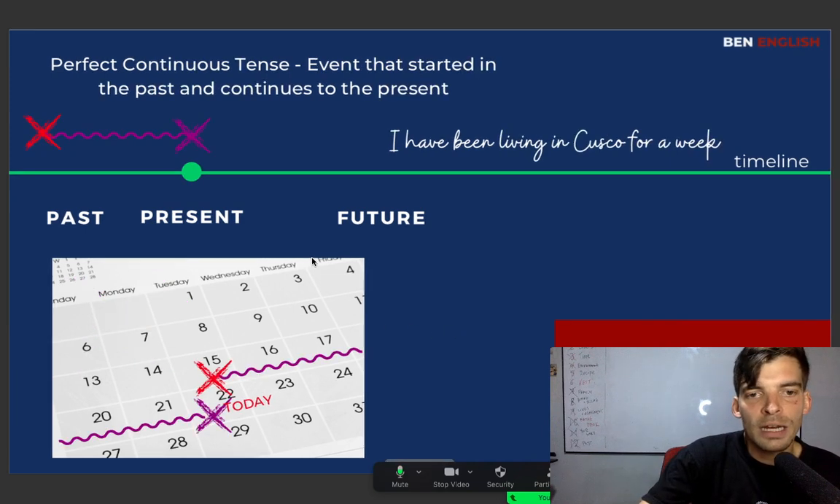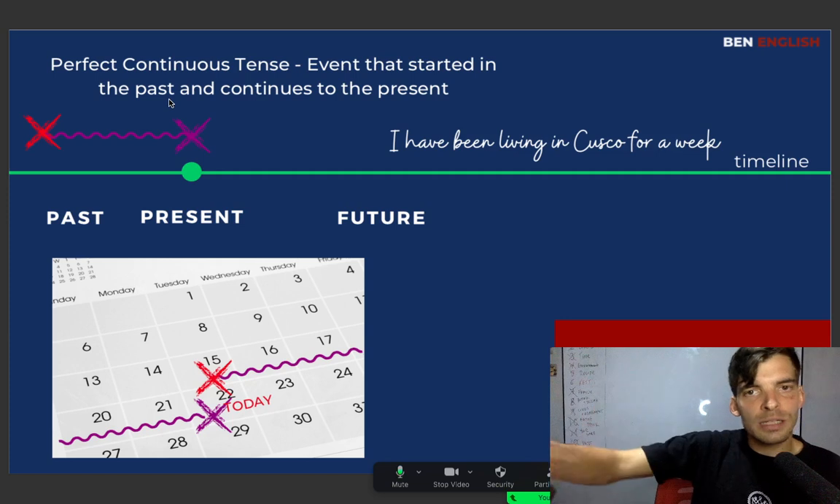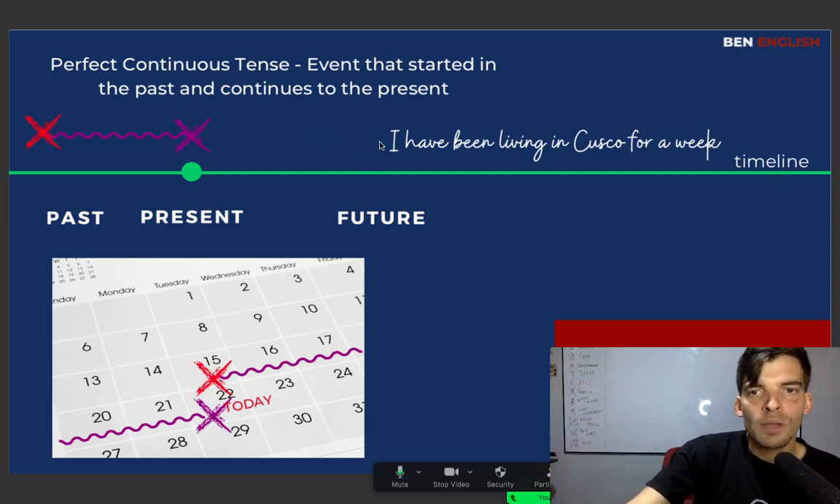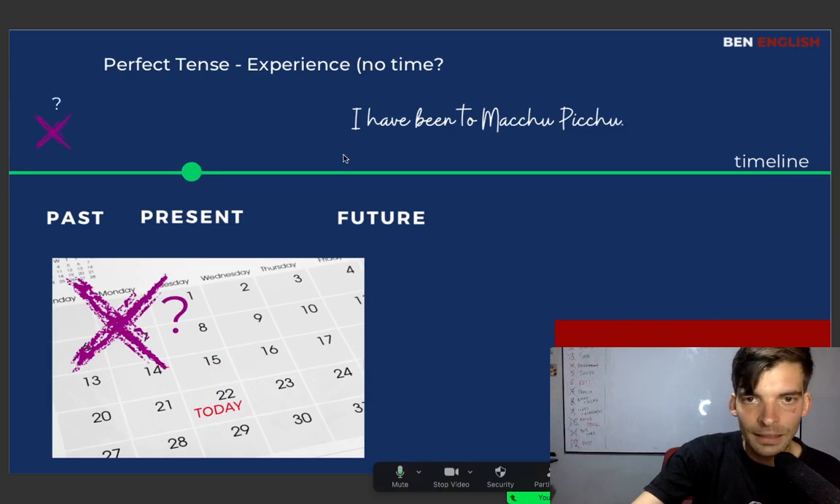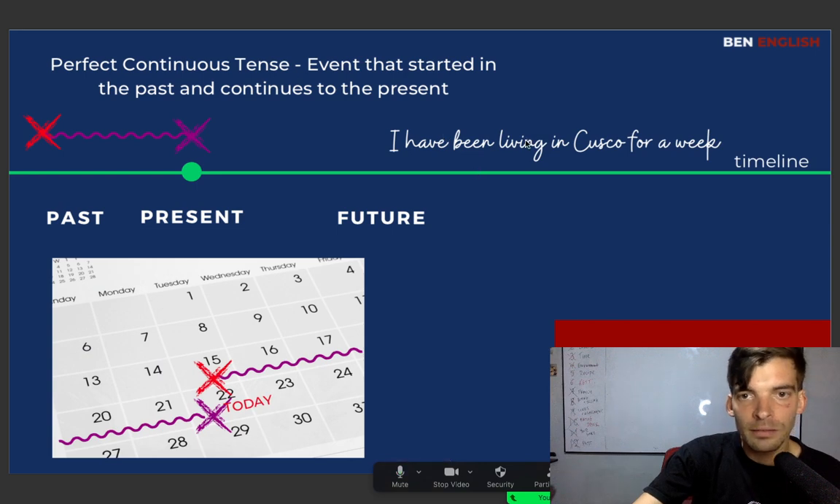But it also could mean an event that started in the past and it continues to the present moment. So in this case, I have been living in Cusco for a week. So in this case, I'm also adding the continuous, been living. If we just go back, I have been, and this was I have been living. So with the ing verb because it's in the progressive or continuous tense. Like if we look at the calendar here, it's like, okay, I arrived last week and I've been continuously living for 1 week.